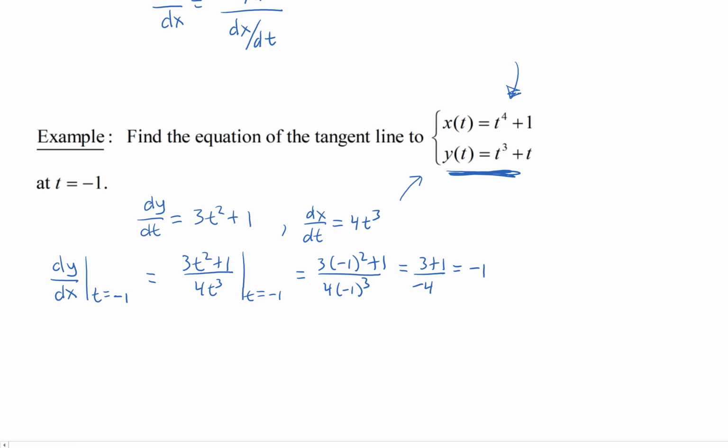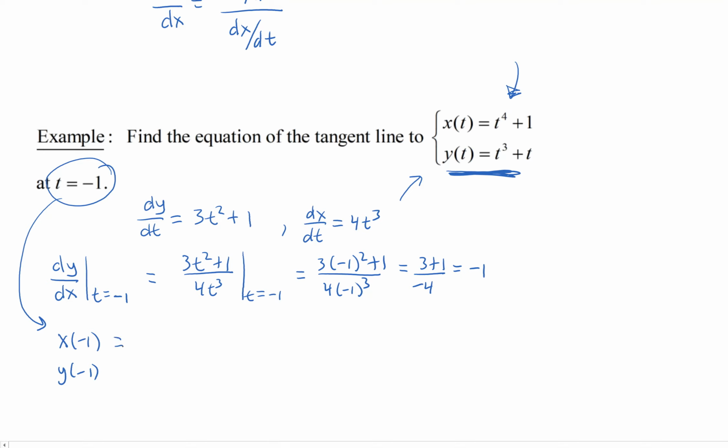Now, in order to find an equation of a line, in this case a tangent line, we need to also know what point we're at on the curve. In order to do that, we need to find what x of -1 is, and also what y of -1 is, right? I'm just plugging my t value into my x and y coordinates to figure out which ordered pair I'm actually at, so I know which point this line will be tangent to.